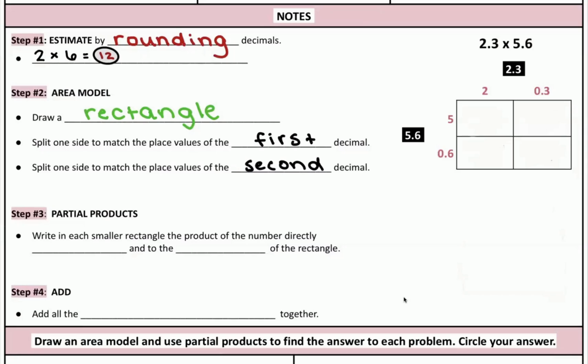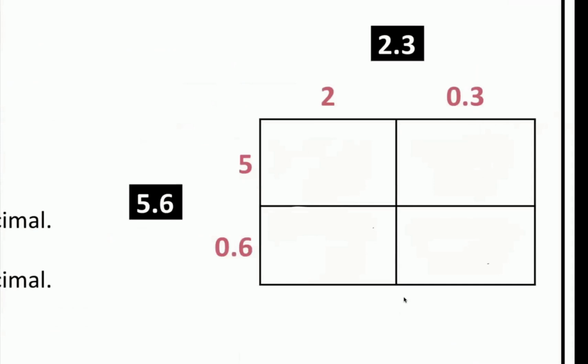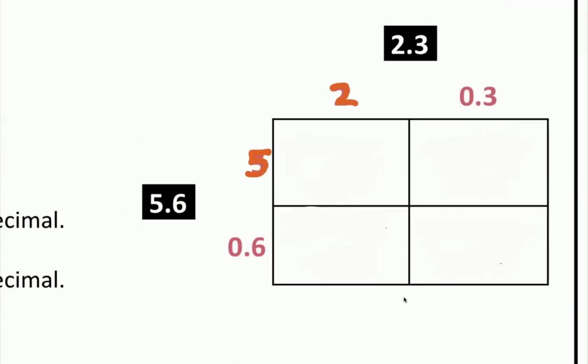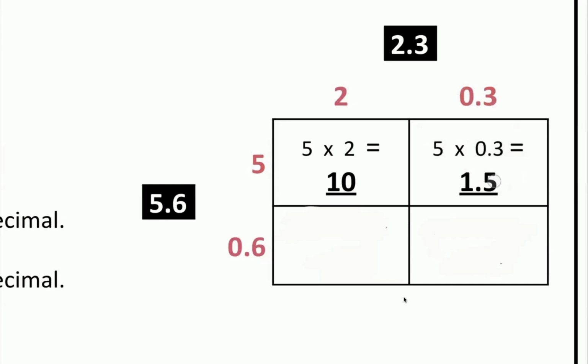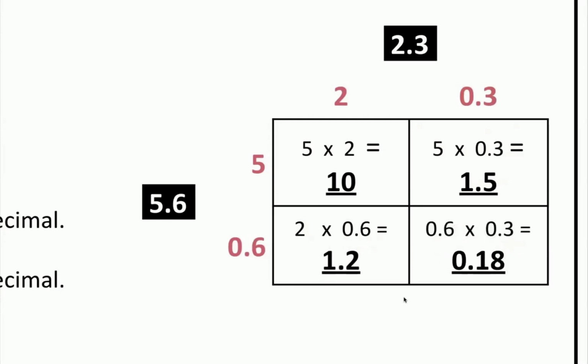Step number 3, we're going to write inside each of these 4 squares the product of the number directly above and to the side of the rectangle. So I'm going to zoom in on our area model real quick. Okay, so we're going to multiply 2 times 5, which is 10. Then we'll do the same thing to our next square. Directly above our next square is 3/10. And to the side is 5. 3/10 times 5 is 1.5. 2 times 0.6 is 1.2, and so on.